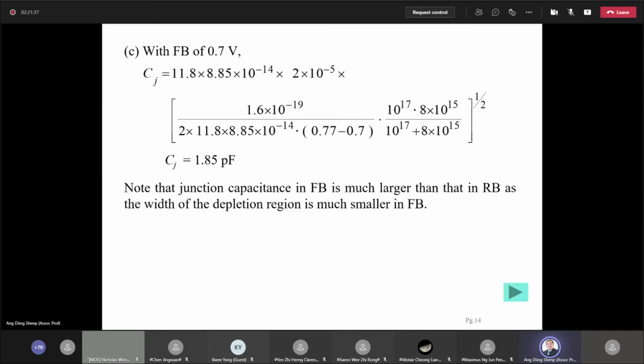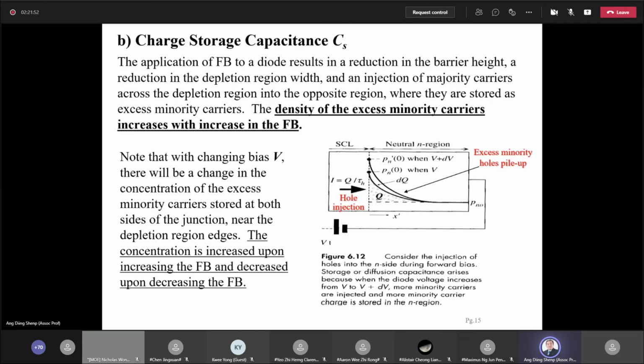Okay, so that completes the discussion on the junction capacitance. The next type of capacitance would be the charge storage capacitance. So what's the origin of the charge storage capacitance? Charge storage capacitance is applicable under forward bias condition. It is especially important under forward bias condition. It is negligible under reverse bias condition, and the reason will soon be clear.